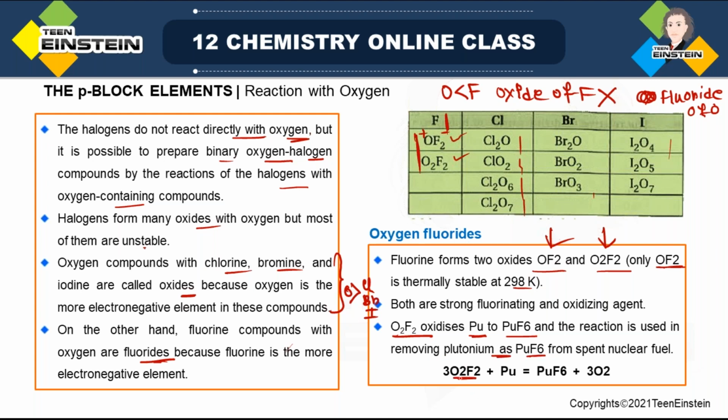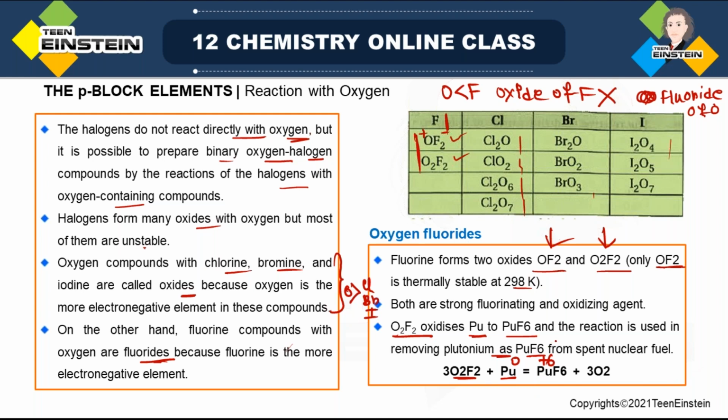So see here, O2F2 is acting as a fluorinating agent because it is supplying fluorine towards plutonium. It is also acting as an oxidizing agent because here Pu is 0, but here it is +6. So from 0 to +6, it is loss of electrons, so it is oxidation. So here it is acting as a fluorinating agent as well as an oxidizing agent.